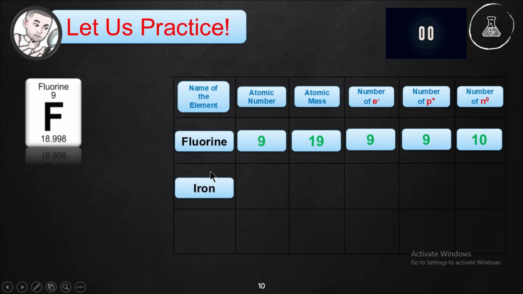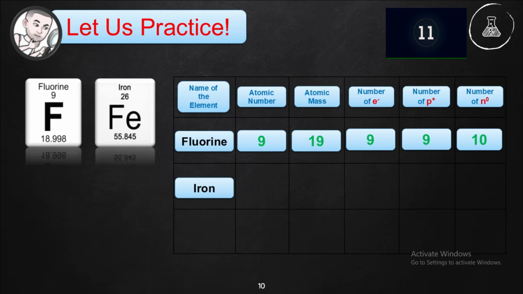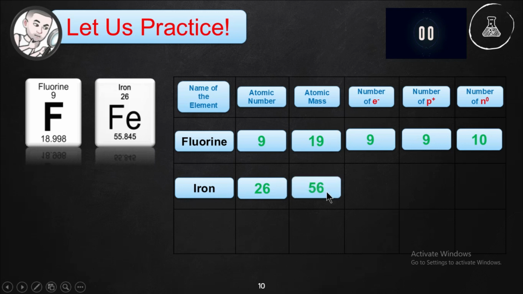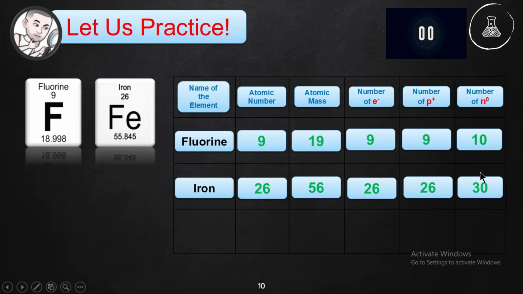Second element is iron, and these are the information of iron. Again, I'll give you 10 seconds to think about your answer. Let us check if your answers are correct. Atomic number is 26. Atomic mass is 56. Why? Because we have to round it off. 55.8 malapit kay 56 kaya 56. Number of electrons, 26. Number of protons, 26. Same lang kay atomic number. Number of neutrons ay 30 kasi 56 minus 26 is 30.